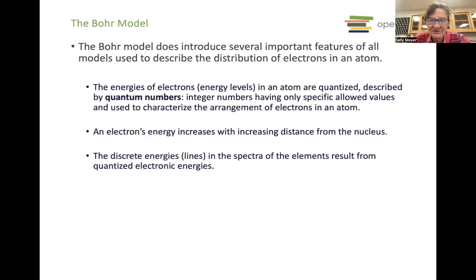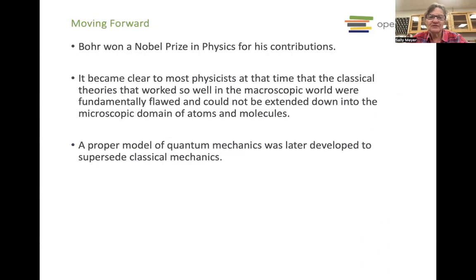The discrete energies are the lines in the spectrum of the elements, which result from quantized electronic energies, and that's the big takeaway from the Bohr model. Bohr did win a Nobel Prize in physics for his contributions to quantum mechanics. It became clear to most physicists at that time that the classical theories that work so well for big things like baseballs and people were flawed, and that they couldn't be extended down to atoms and molecules. And a proper model of quantum mechanics was later developed to supersede classical mechanics.